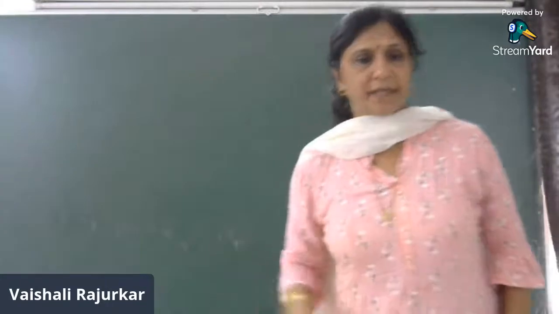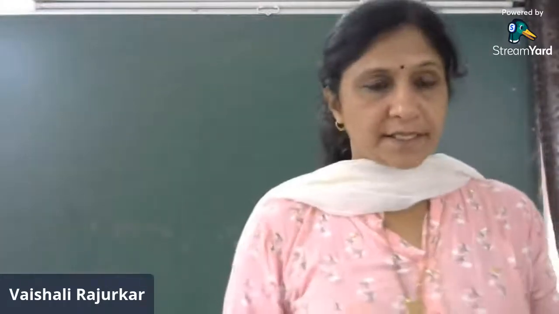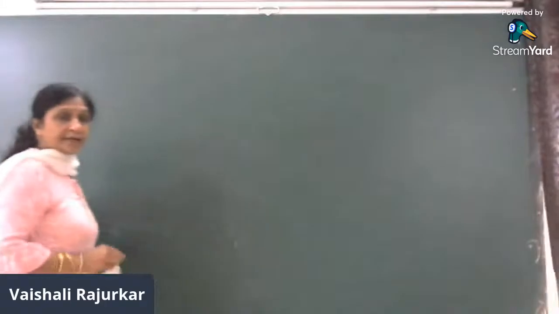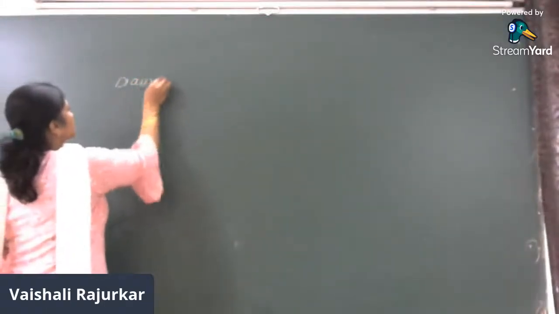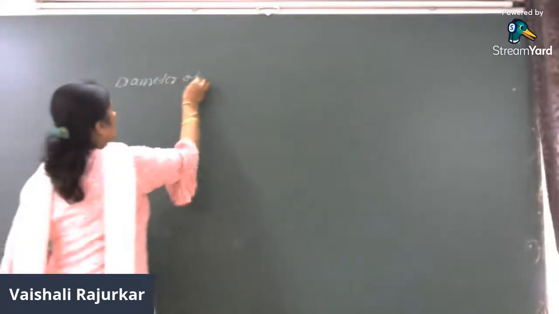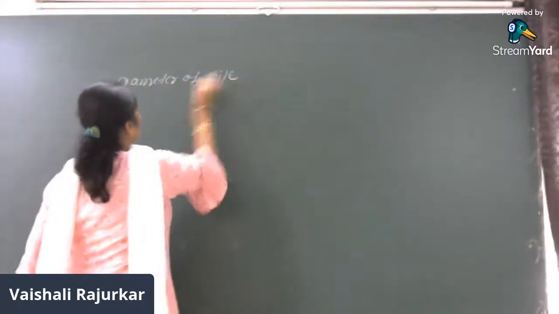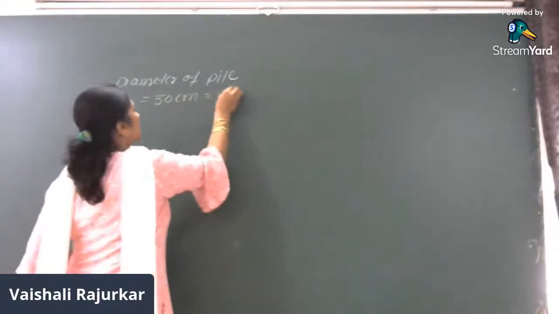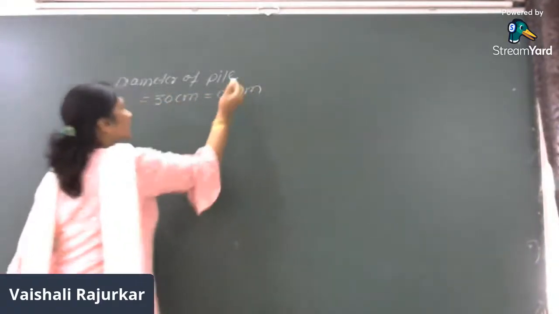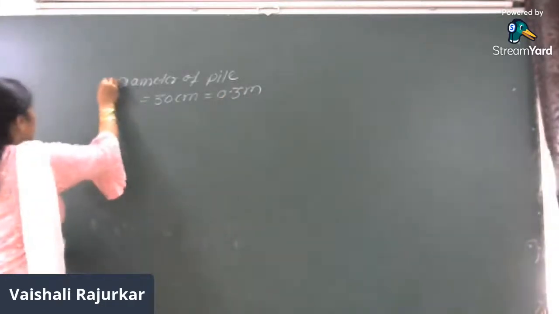Numericals based on it. Now first we will take a simple numerical where a single pile is installed in a clay soil, right? So first, the given data where diameter of pile is 30 centimeter, this is 0.3 meters. This is the data which is given.